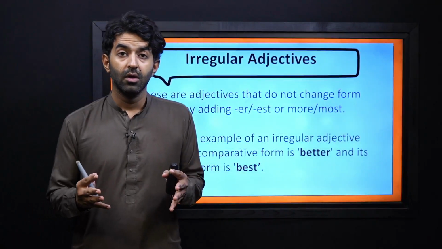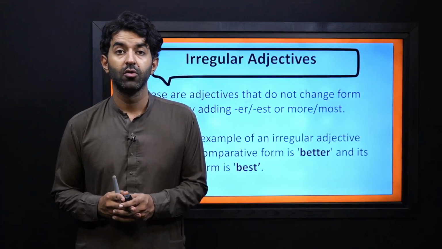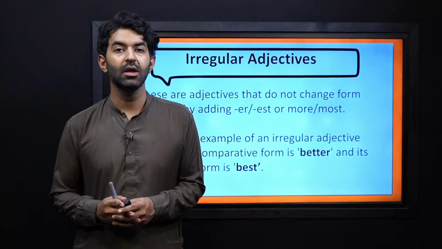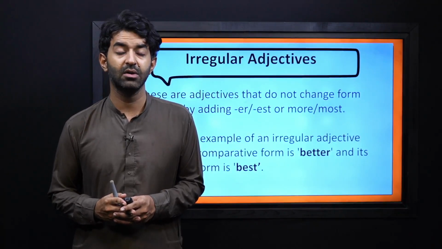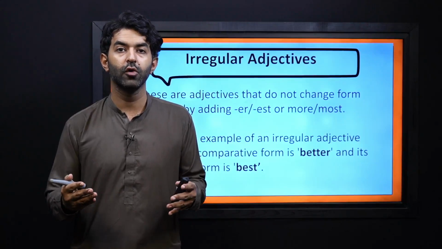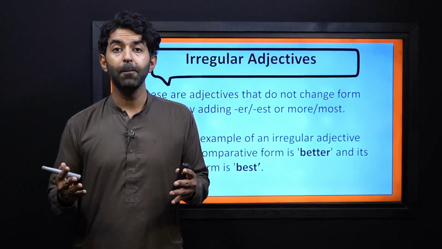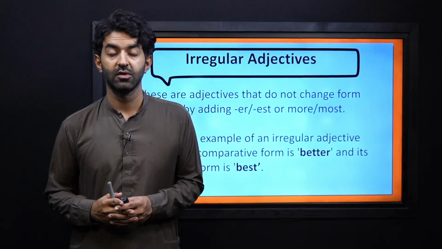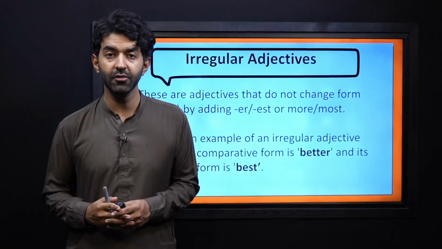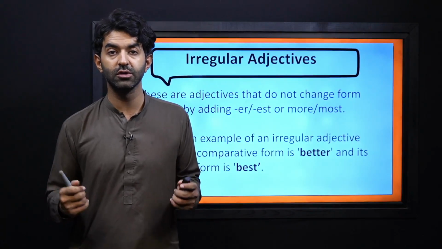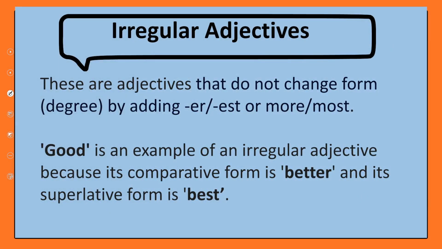Now, till now we were talking about regular adjectives, adjectives that can be converted into their different forms and degrees by adding more, most, er or est or ist. Now, this is following a pattern. We call it regular adjectives. Now, when we are talking about irregular adjectives, they are different. They have different rules. Irregular adjectives, unlike the regular adjectives, are adjectives that do not change form or degree by adding er or est or more or most.